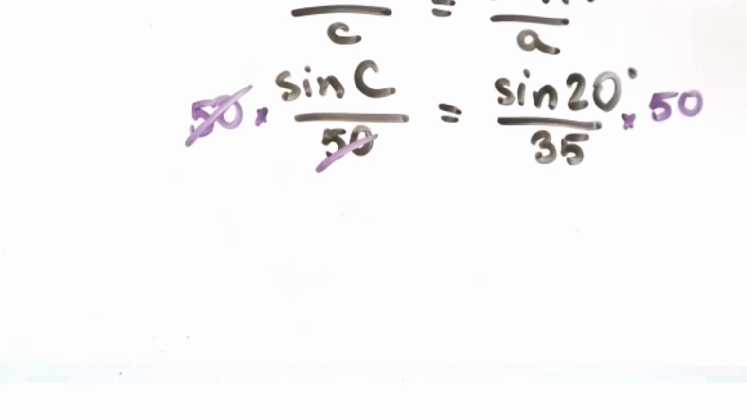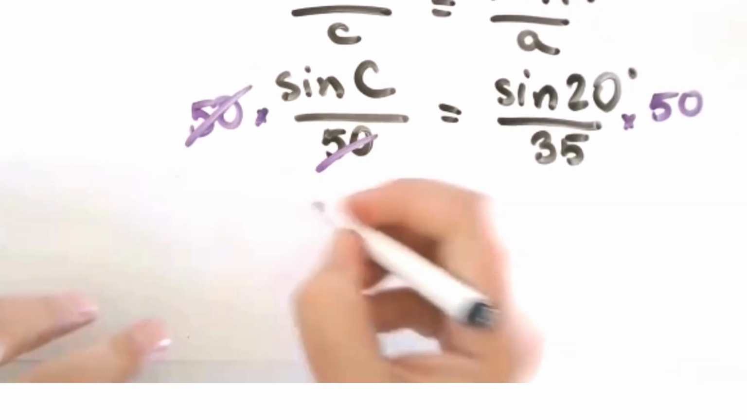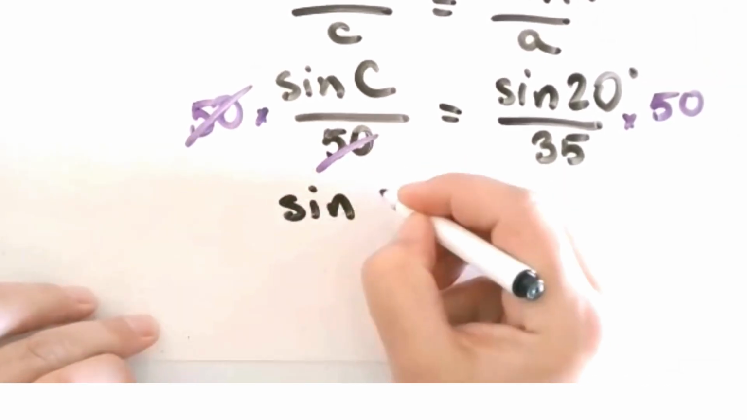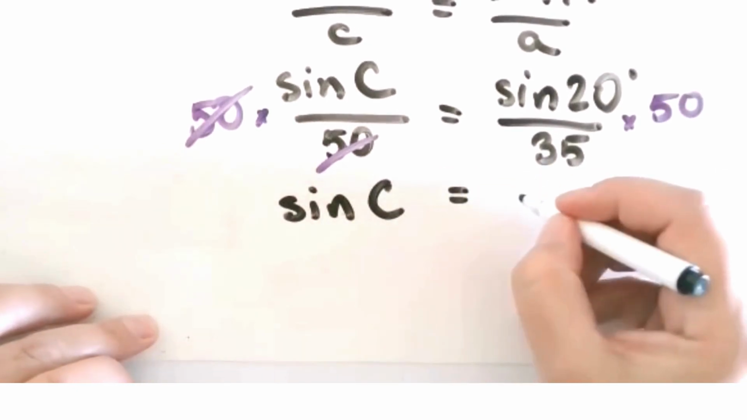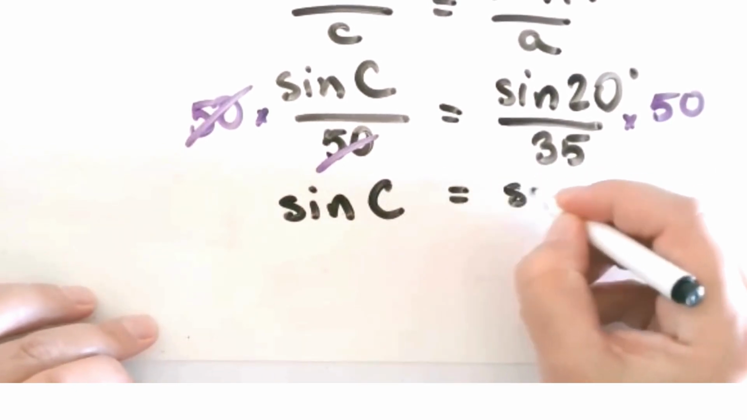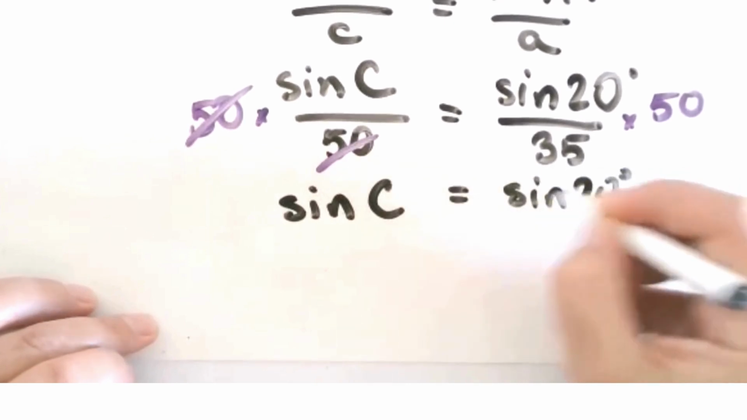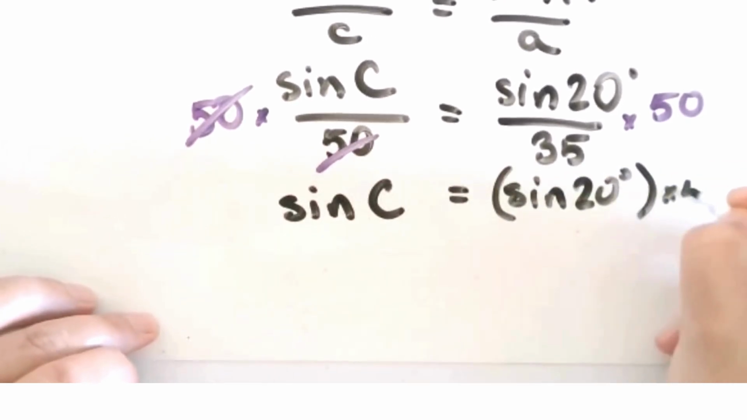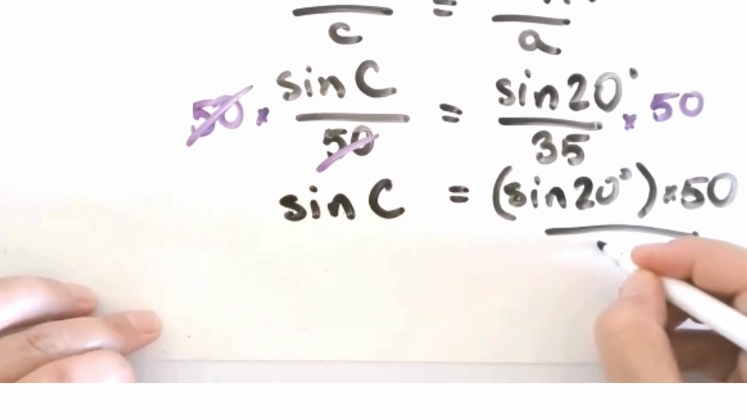I have sine C equals sine 20. I'm just going to put it in brackets so you'll see why. Times 50, and take that value and divide it by 35.